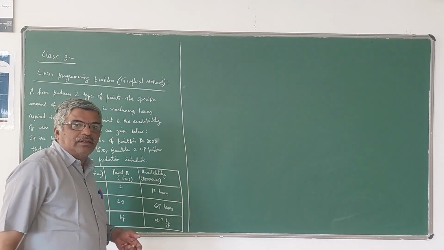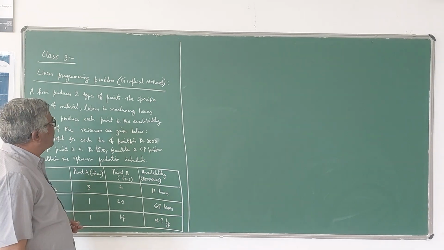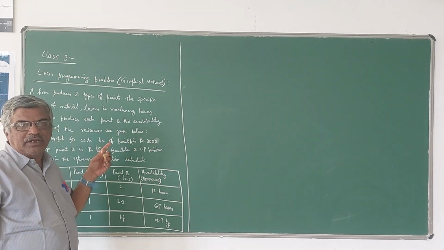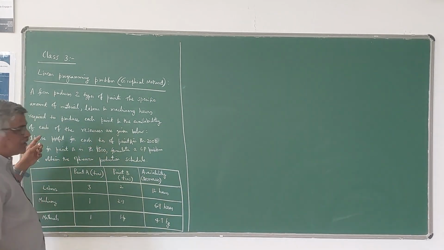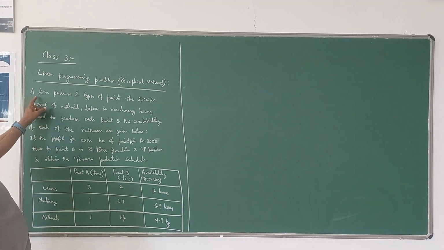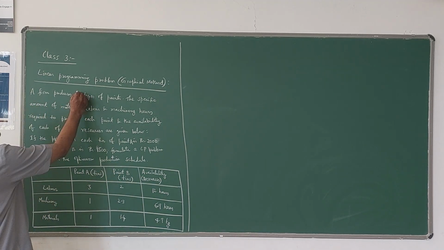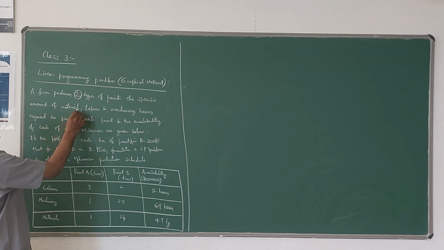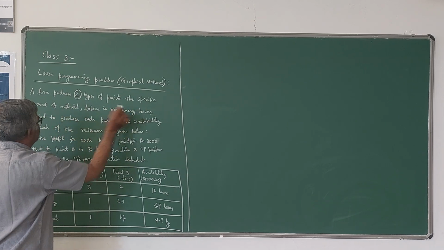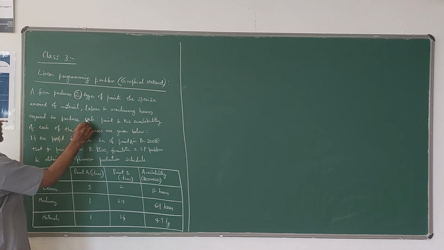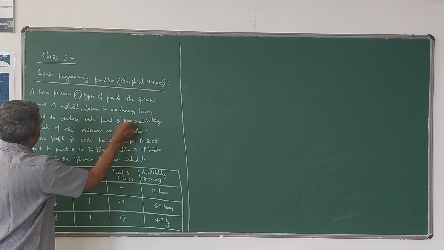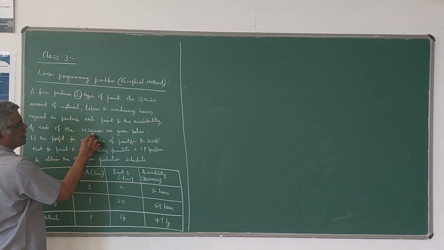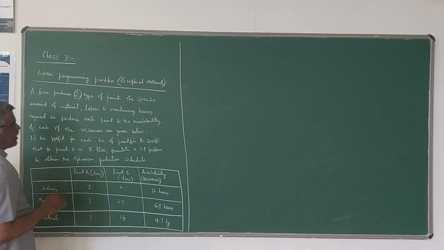In this class, we will solve a linear programming problem using the graphical method. This is the given problem. A firm produces two types of paints. The specific amount of material, labor and machinery hours required to produce each paint and the availability of each of the resources are given below in the table.